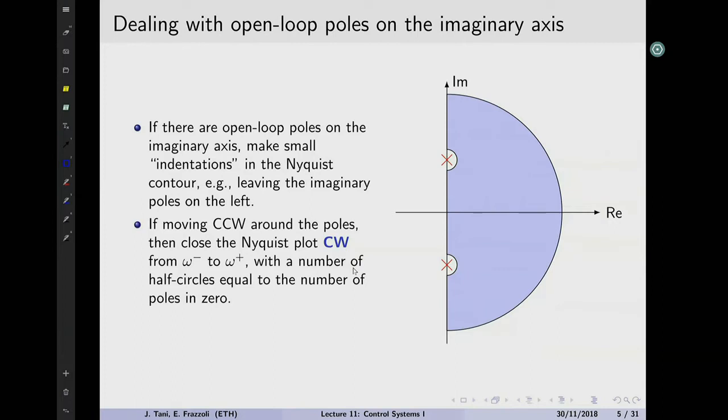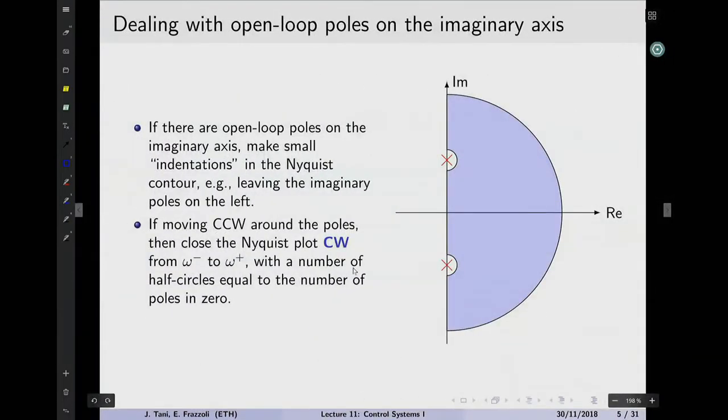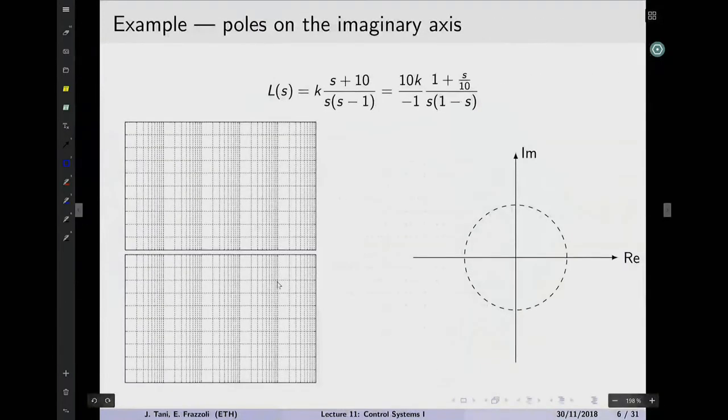But in practice, the takeaway is that when we have poles in 0, we have to close the Nyquist, the polar plot, to get the Nyquist plot, from the negative to the positive zeros of the frequencies by doing half circles that are clockwise. Kind of seems like a weird thing, but we can look at an example now. So suppose we have an open loop transfer function that is given by this thing here.